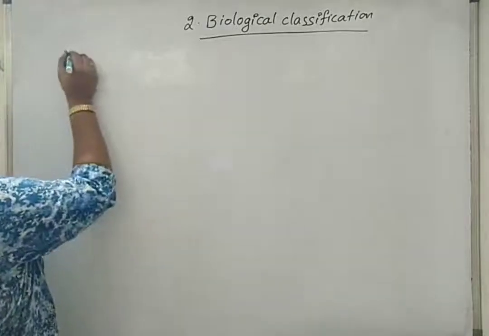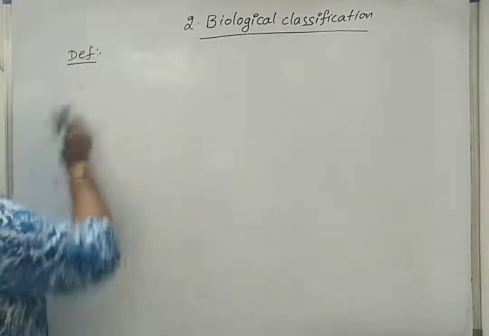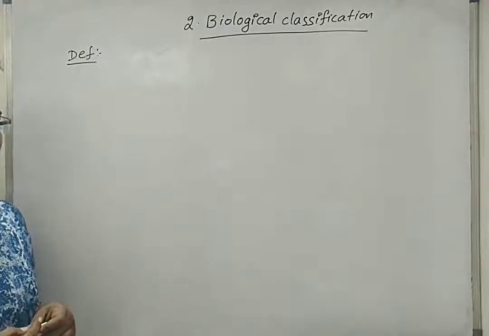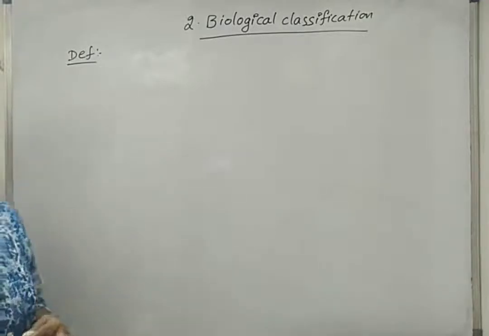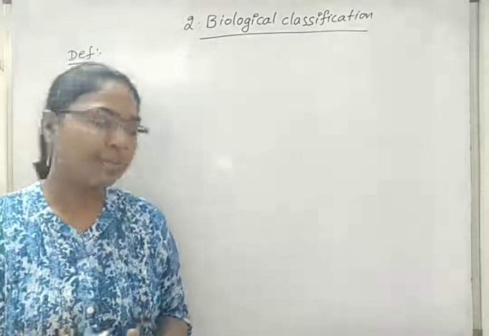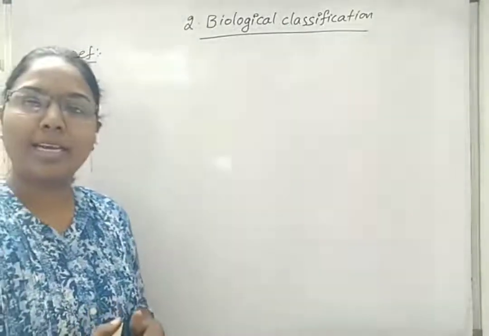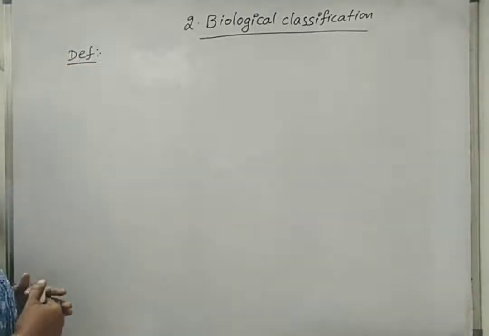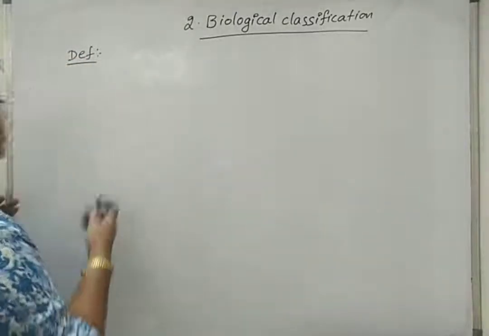So if you see the definition of biological classification, we can say that biological classification is a scientific process of arranging living organisms into groups and subgroups on the basis of similarities and dissimilarities, and by placing these groups in a hierarchy category.